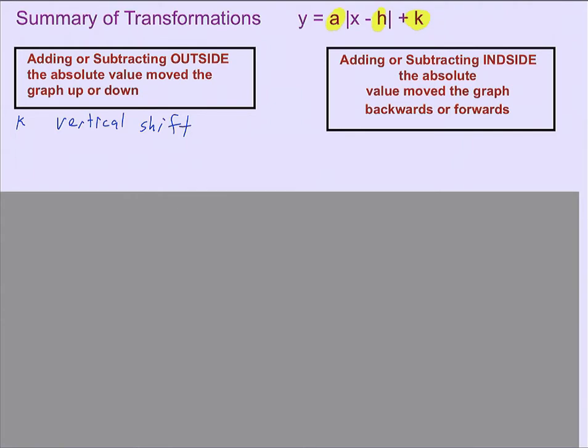For example, the graph y equals the absolute value of x, that's our parent function, plus 2, would be a regular old absolute value graph, but shifted up 2 units. That's what we mean by a vertical shift. That's what I mean by moving the graph up or down.